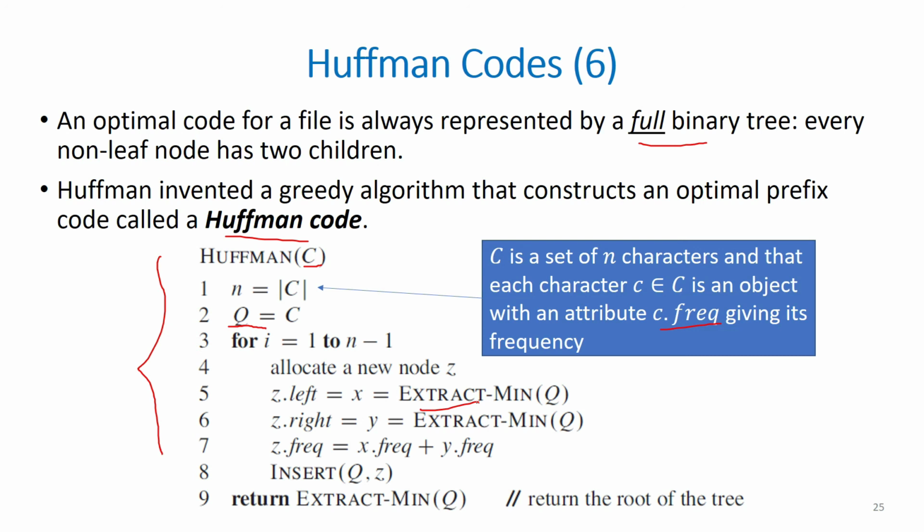In the for loop, it creates a circular node, places the least frequent character as the left child, then the next least frequent character as the right child, and the sum of the frequencies of these 2 children as the parent circular node. In the end, it returns the root of the tree, which contains the total sum of the frequency of all characters in set C.